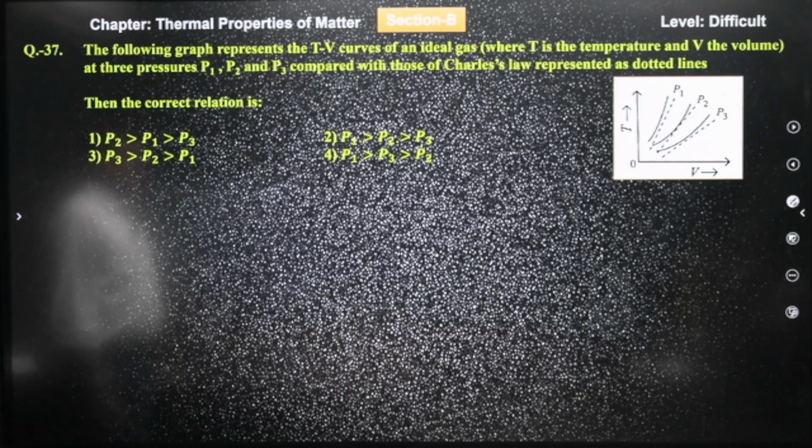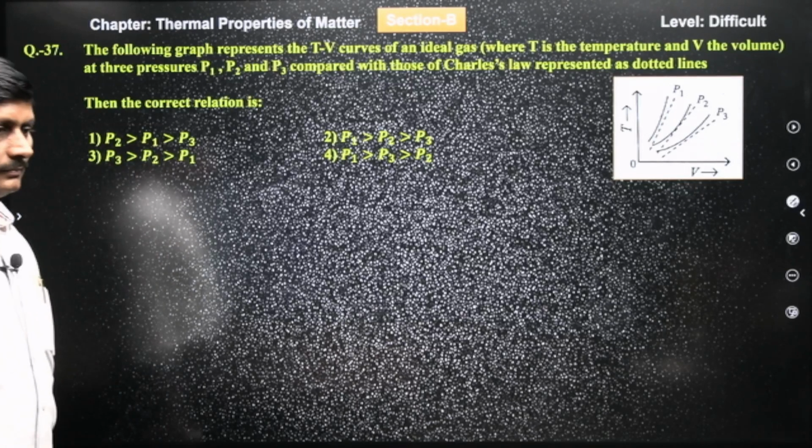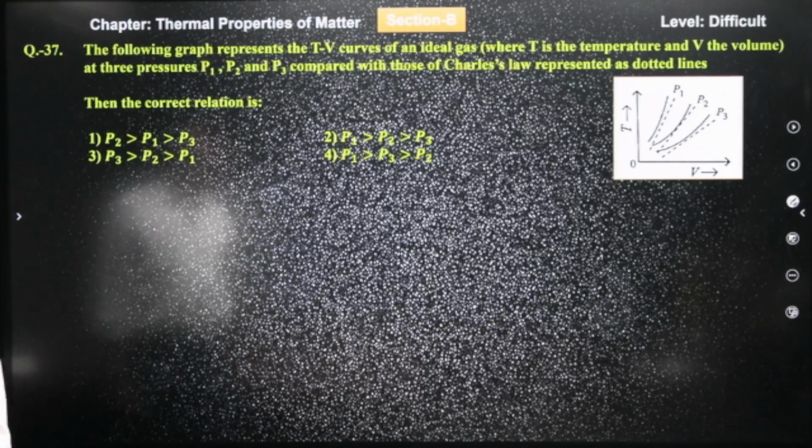Now coming to the next question. It is related to thermal properties. I think till now, in these 36 questions, we did not see any question related to thermal properties of matter. This is the first question in thermal properties of matter.